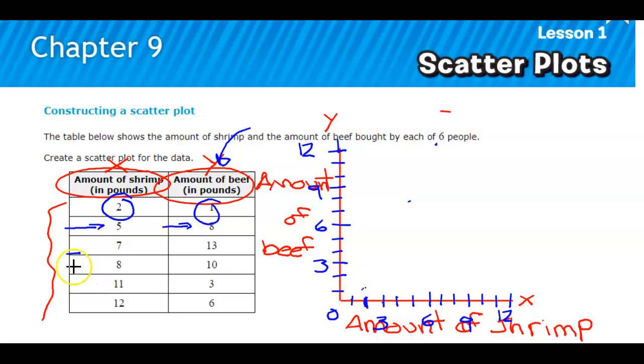And then let's go ahead and do 8 and 10. So we'll go over 8. So we've got 6, 7, 8, and then we're going to follow that up to the 10. And that's going to be right about there.